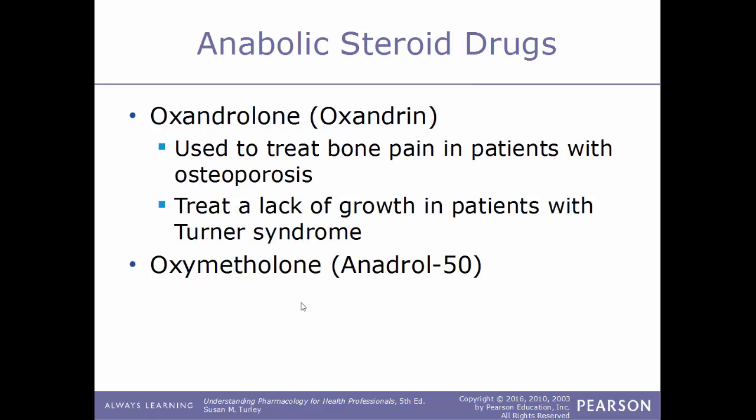Some examples of anabolic steroids: oxandrolone, also known by the name Oxandrin. This is used to treat bone pain in patients who have osteoporosis. It's also used to treat a lack of growth in patients who have Turner syndrome. Another drug would be oxymetholone, also known by the name Anadrol-50.